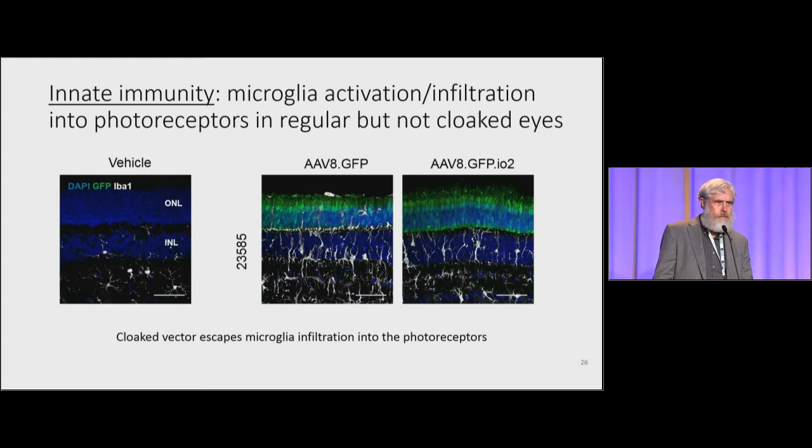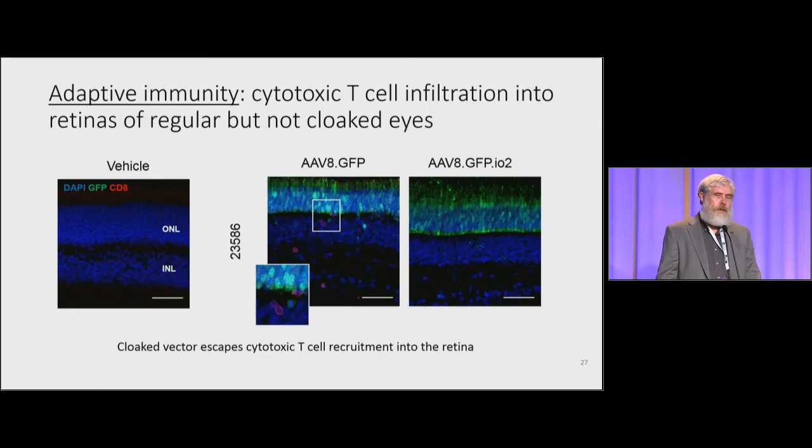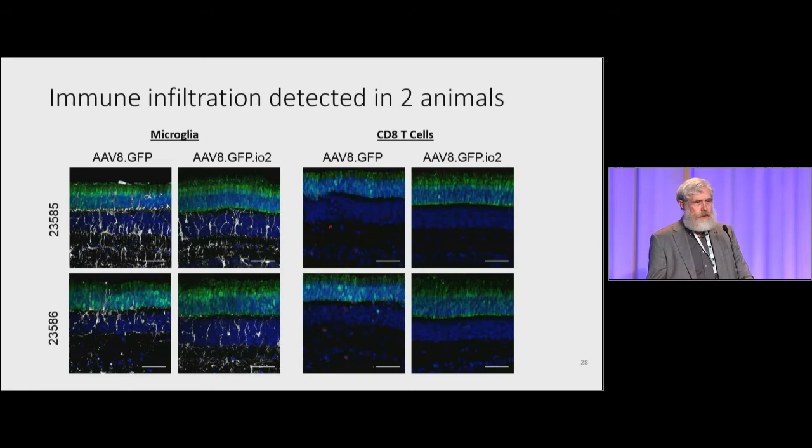That was innate immunity. This is adaptive immunity. The cytotoxic T cell infiltration is quite evident on the left with the GFP and not on the right with the GFP plus IO2 oligonucleotide. And this has been done. This is showing two different animals. Same story. The microglia comparison left and right, and the CD8 T cells left control and IO2.